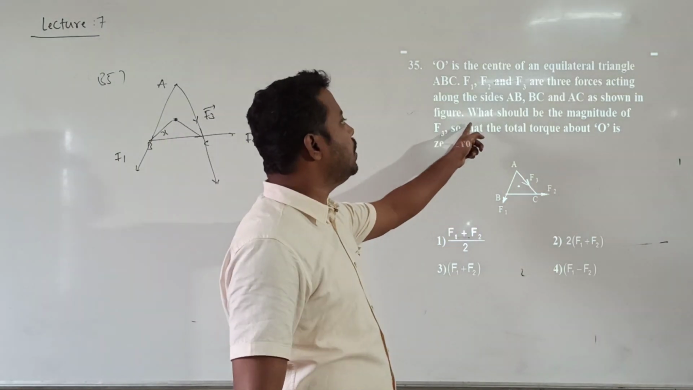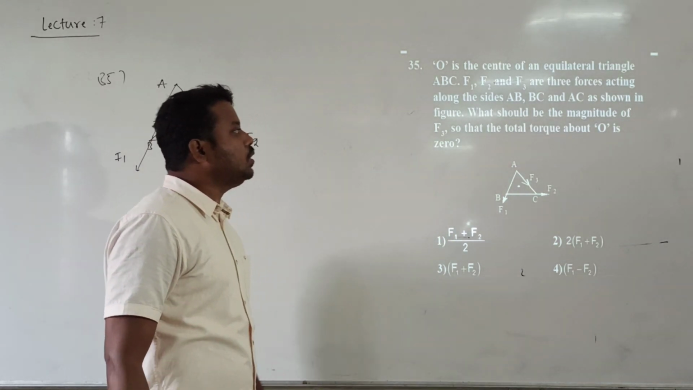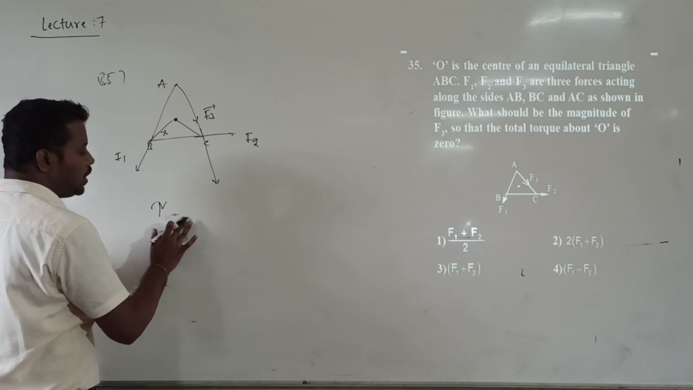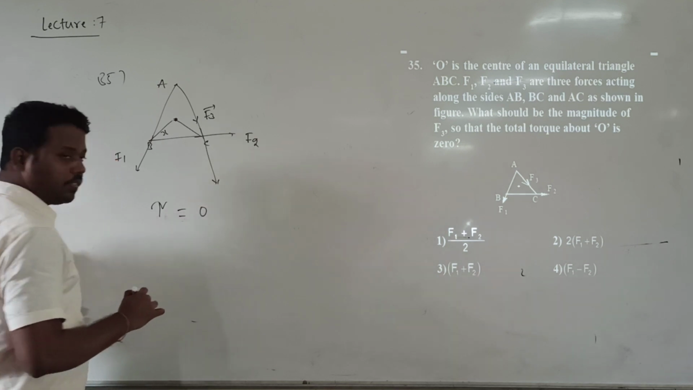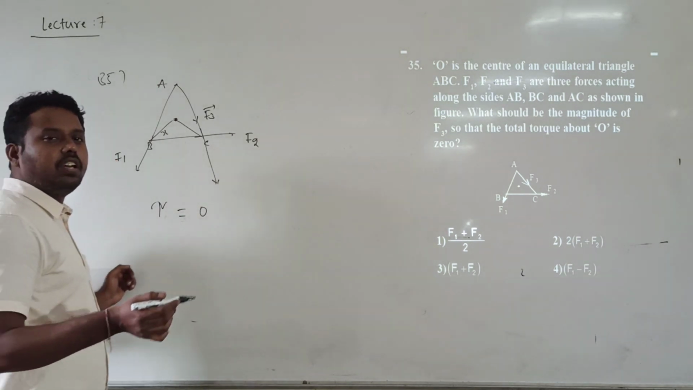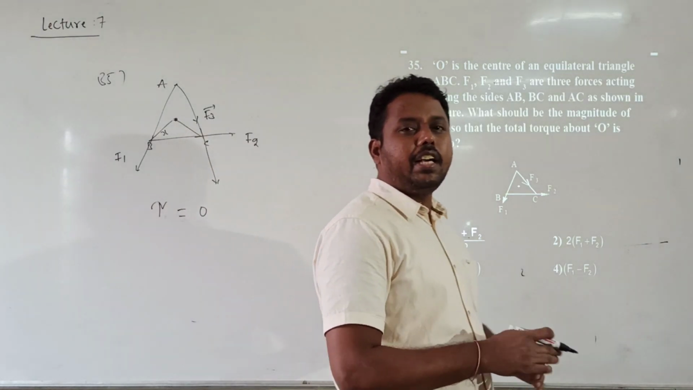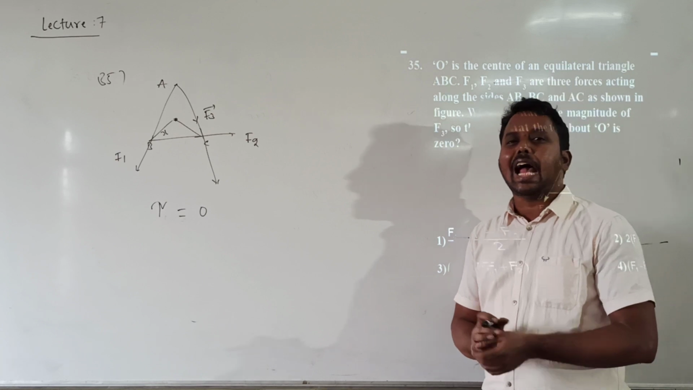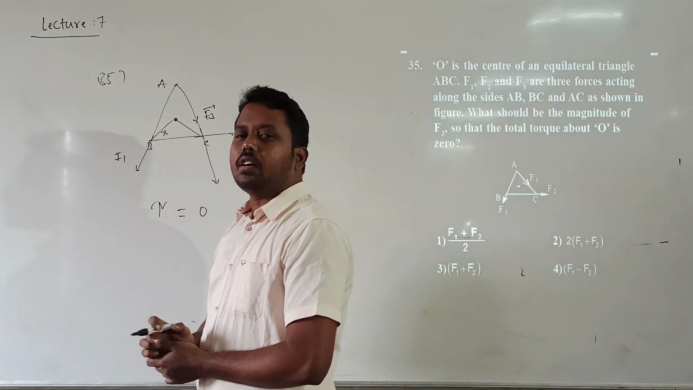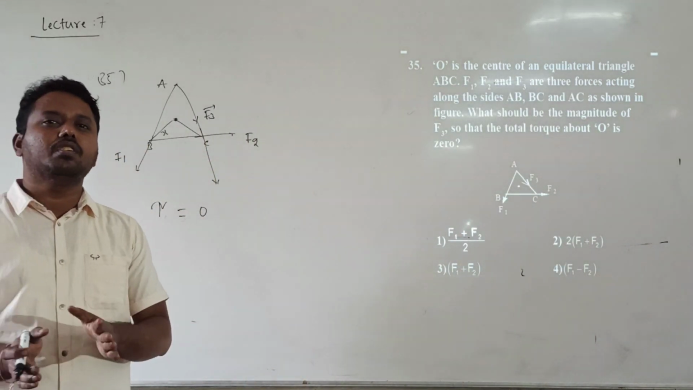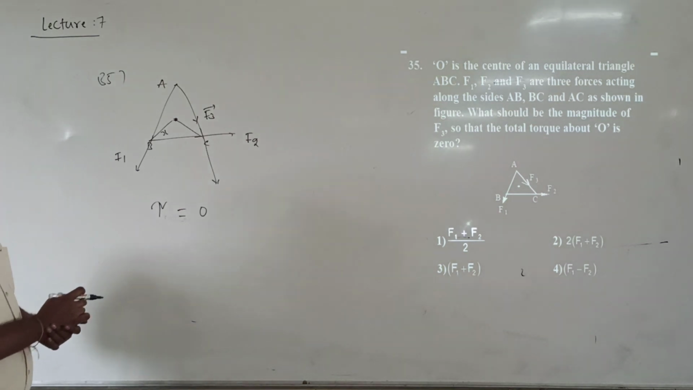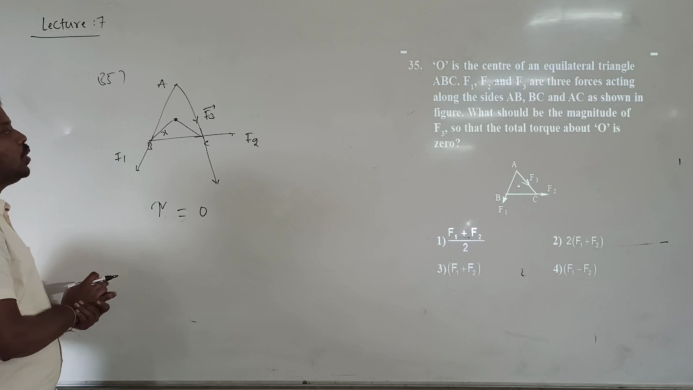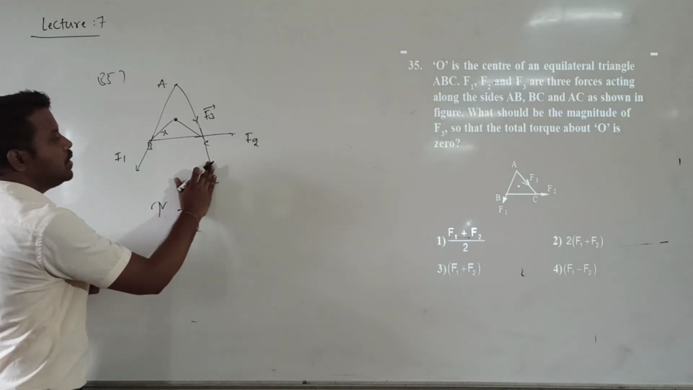Now they ask what should be the magnitude of F3, so that the total torque about O will be equal to 0. So whenever torque is 0, the body will be in rotational equilibrium. When it is in rotational equilibrium, the sum of the clockwise moments is equal to the sum of the anti-clockwise moments. What is the meaning of moment? Product of force and the distance. Here three forces are there. First we should know which will rotate in clockwise direction and which will rotate in anti-clockwise direction.